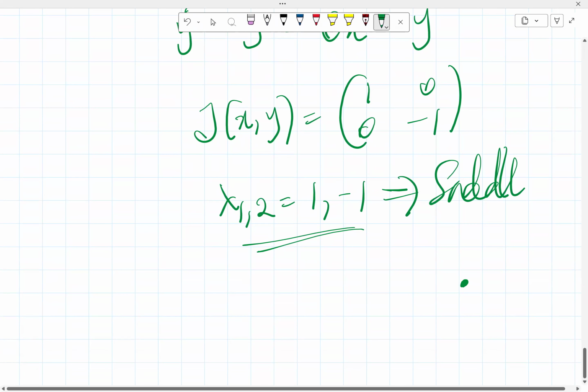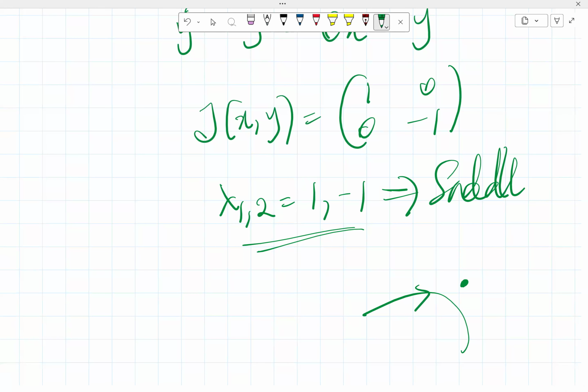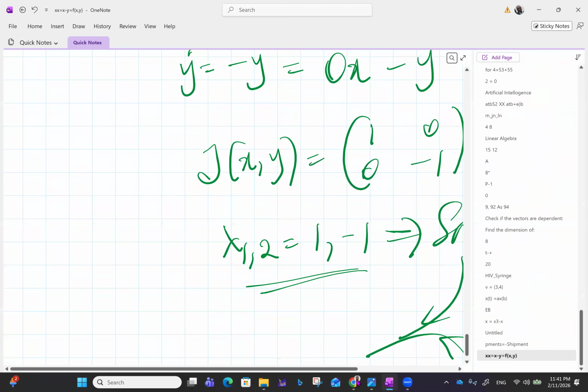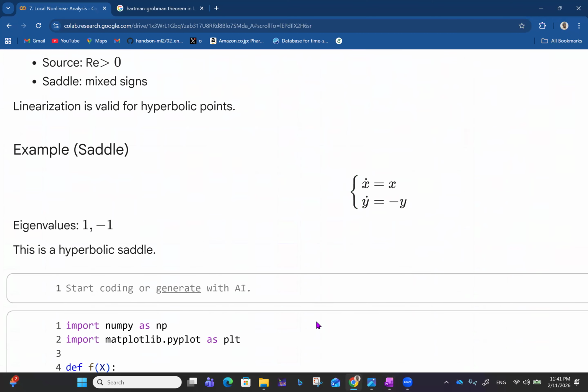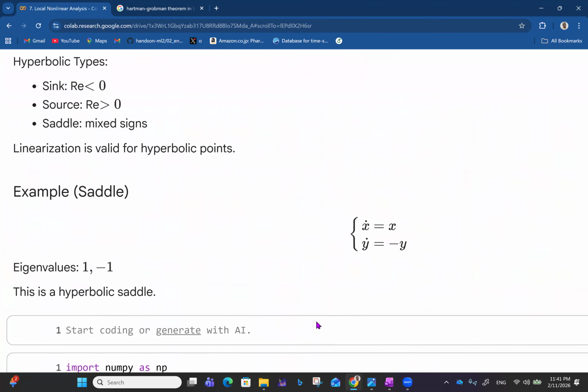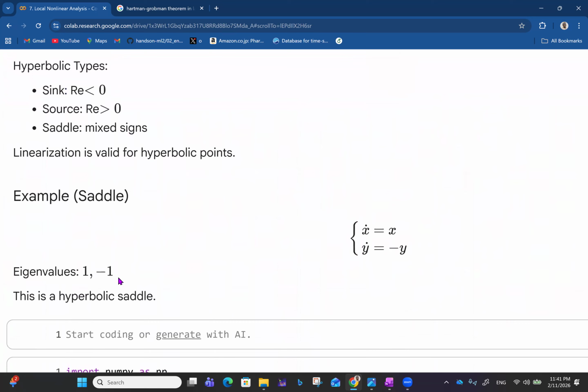So that kind of point that everything is moving away from. So you have this point now. Things are coming and they are moving out, coming, moving away. So you have a saddle like that. Okay, so that's the kind of thing. So this is a hyperbolic saddle. Hyperbolic because we have this one and minus one, they are non-zero, rather.